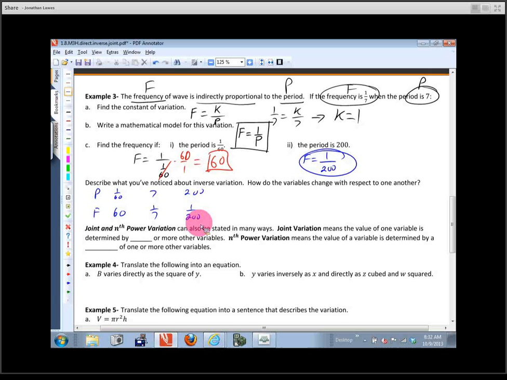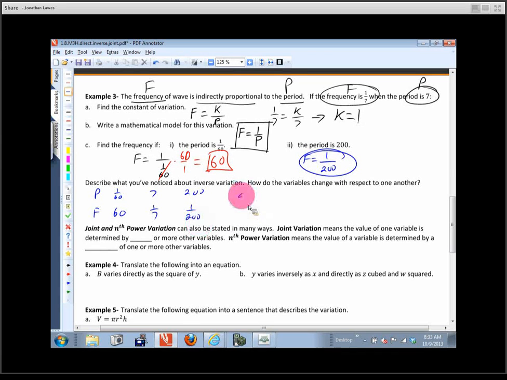Okay, what do you notice about these? And can you see why they call this inverse variation? I see some shaking heads. Somebody want to tell me what you notice? How do they change with respect to each other? When we had direct variation, they both did the same thing. As one got big, the other one got big. As one got small, the other one got small.